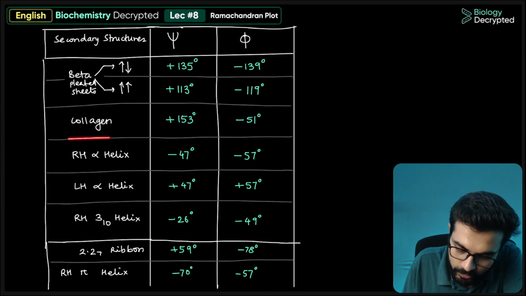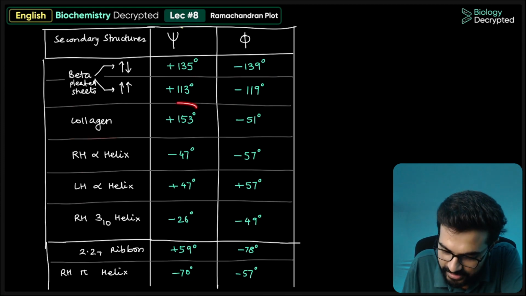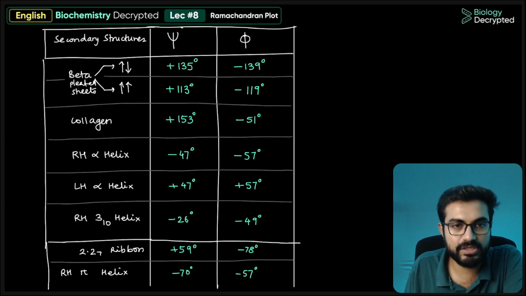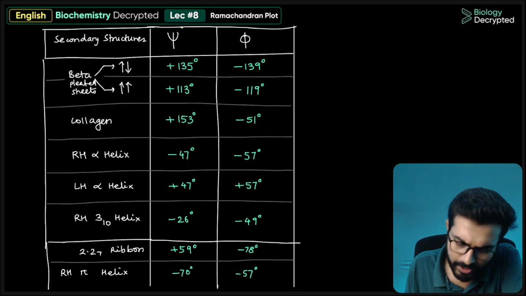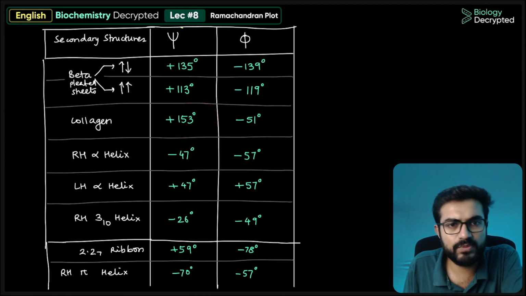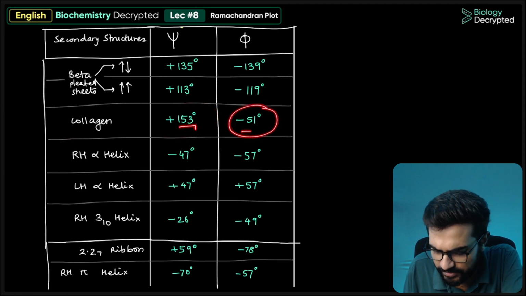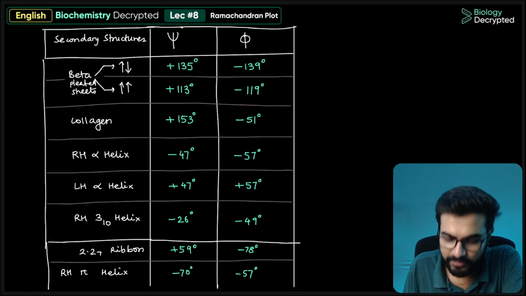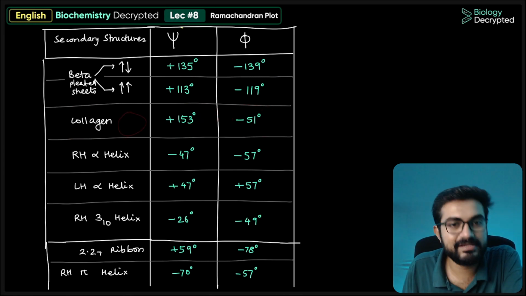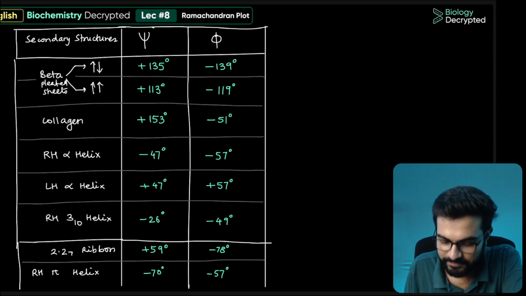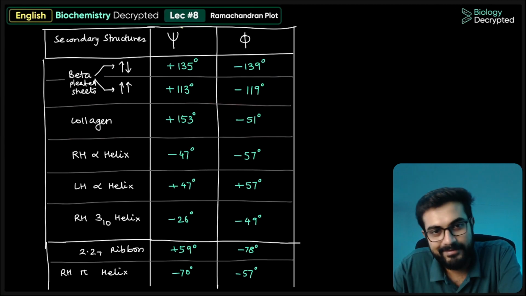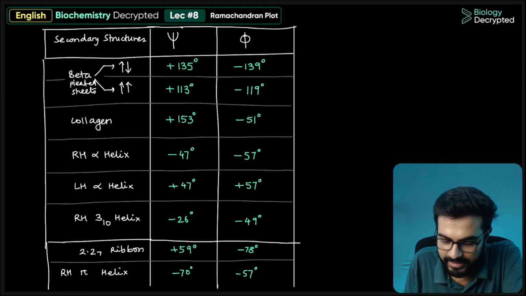Then for collagen, you again have a plus minus combination, since it is found in the upper left quadrant. So here it is plus 153 degree and it is minus 51 degree. If you divide 153 by 3, you will get this value. And also you can say that collagen is a triple helix. So yes, this is how you can remember. This is 3 times 51. As simple as that.